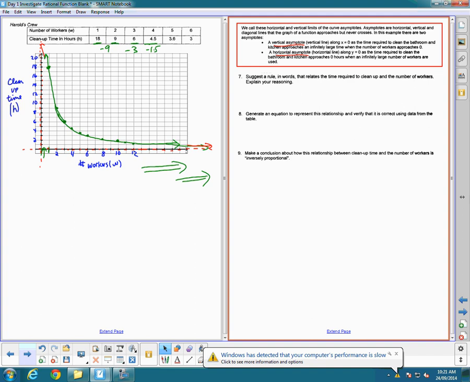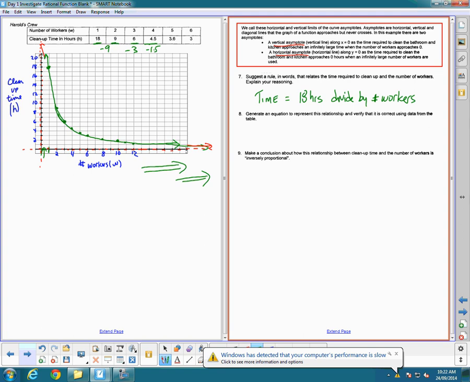Number 7, suggest a rule in words that relates the time required to clean up and the number of workers. Explain your reasoning. Well, the time it took, and we already considered this, is found by taking the 18 hours of work that needs to be done and dividing it by the number of workers. That's the relationship we're considering. So it's a division instead of a multiplication.